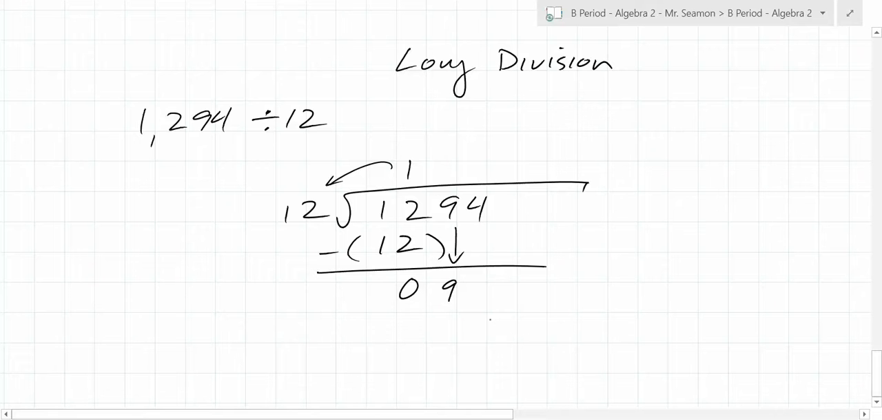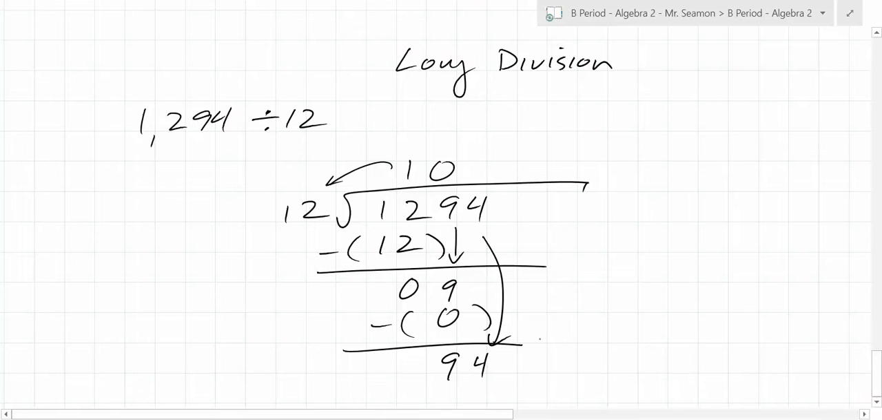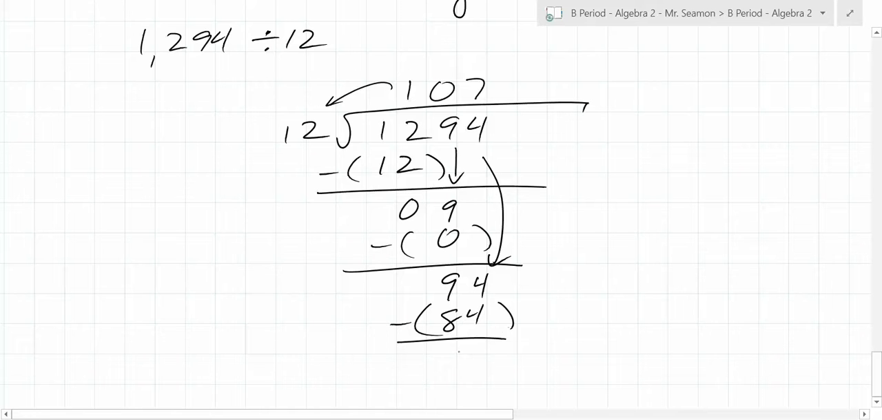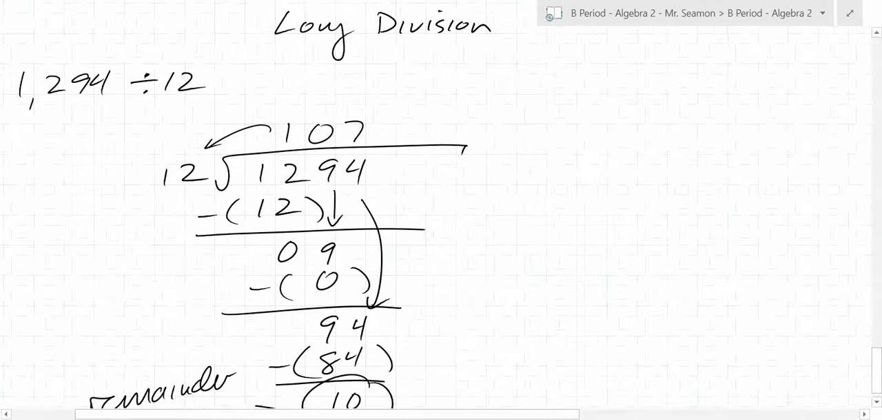How many times does 12 go into 9? 0 times. You do 0 times 12 is 0. But what's 9 minus 0? And now what do you bring down? 4. How many times does 12 go into 94 without going over? 7 times. So 7 is 70 plus 14 is 84. Now when you subtract, what do you get? 10. What is this called? This is the remainder.